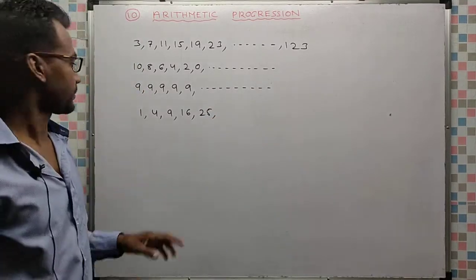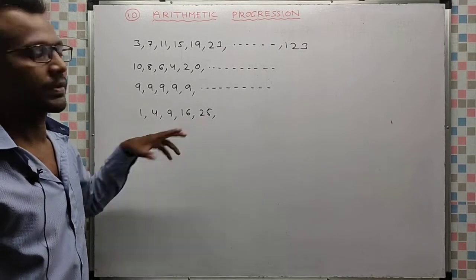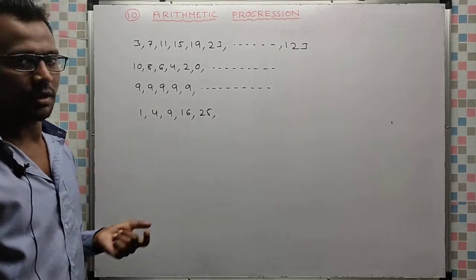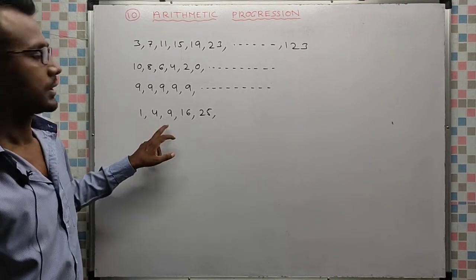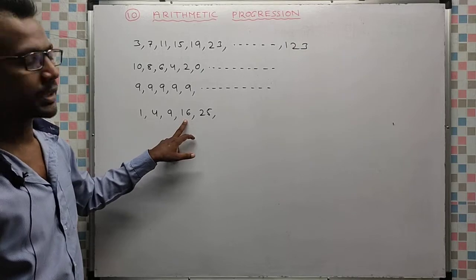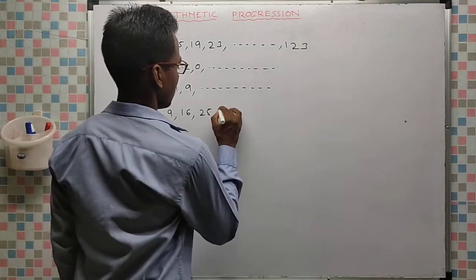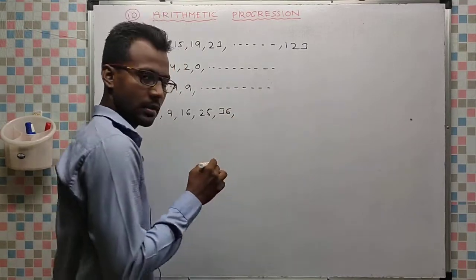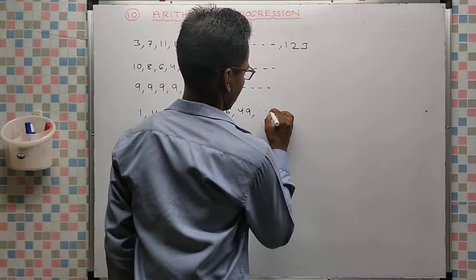After this, which number will come? 1, 4, 9, 16, 25. Try to understand the rule in which I am writing the numbers. This is 1 square, this is 2 square, this is 3 square, 4 square, 5 square. So after this, definitely 6 square will come. That means 36. After that, 7 square, which is 49.